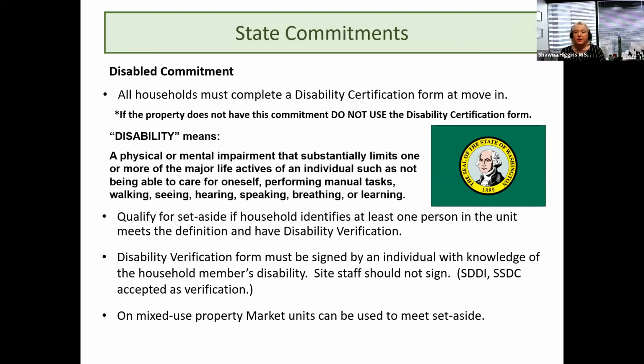And remember, when you're sending in your documentation, this is only filled out at the time of move-in, because once qualified, always qualified with this one. So you have to send it in when they first move in, but the following years, you do not have to send us this form every year or have them fill it out every year. Once qualified, always qualified.